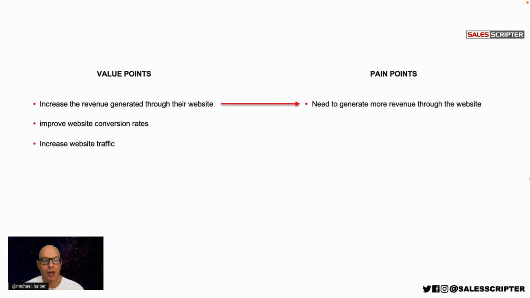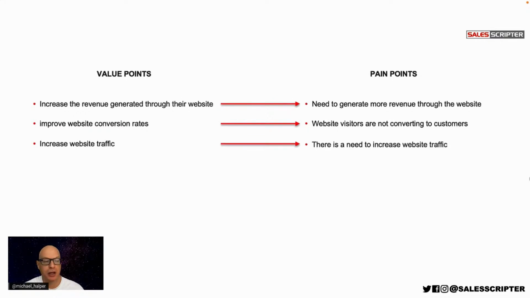So we can look at each of these one by one and say, well, if we increase the revenue that they generate through their website, the pain point is not enough revenue coming in through their website. If you help to improve website conversion rates, people buying and buying more, then the pain is that website visitors aren't converting, or there's a lot of shopping cart abandonment. If you help to increase website traffic, the pain is not getting enough website traffic, or there's a need to increase website traffic.